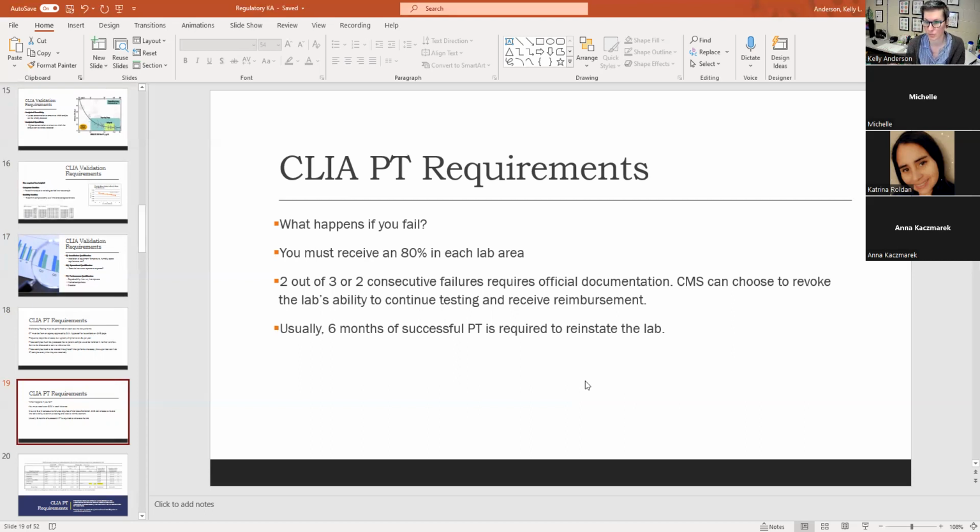it requires official documentation. At that point, CMS can choose to revoke the lab's ability to continue testing and to receive reimbursement. So it's not good. It looks real bad if you fail 2 in a row, because it is basically, can we trust your results? Like, we don't know if we want you to do patient testing anymore. So usually if it gets to that point, you have to do 6 months of successful PT before you can be reinstated.